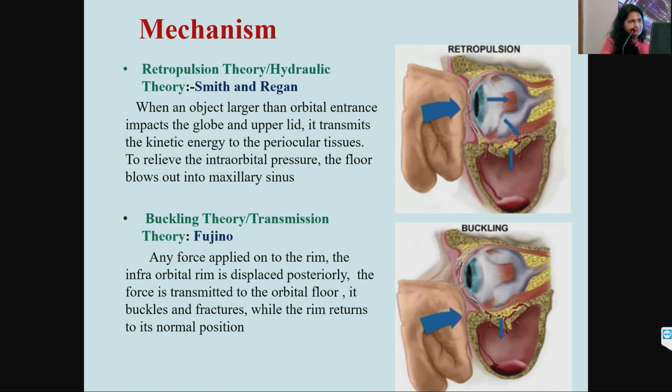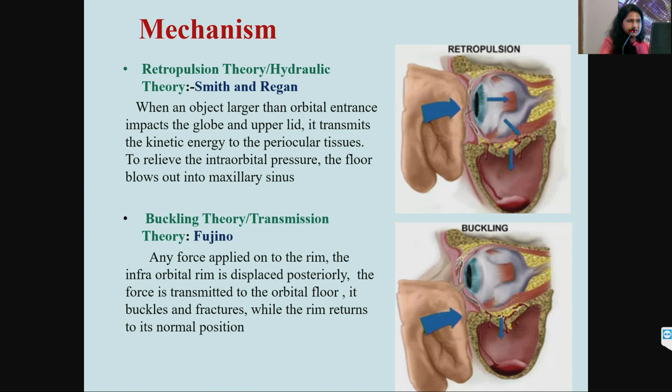Coming to the mechanism, first is the retropulsion theory or hydraulic theory of Smith and Regan. Here, when an object larger than the size of the orbital aperture strikes against the orbital aperture, there will be a rise in the intraorbital pressure, which gives way at the weakest point of the orbital floor, and it will result in fracture of the orbital floor. So this is actually a protective mechanism for our globe.